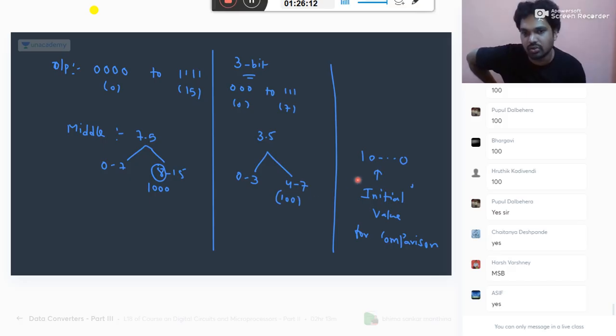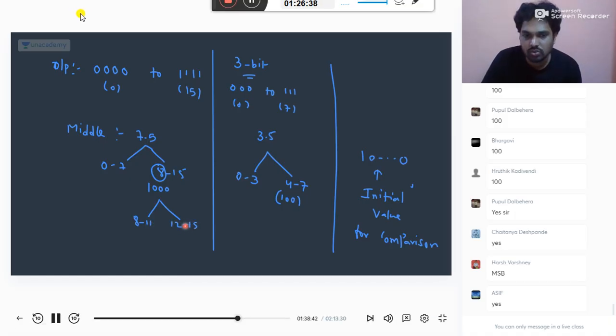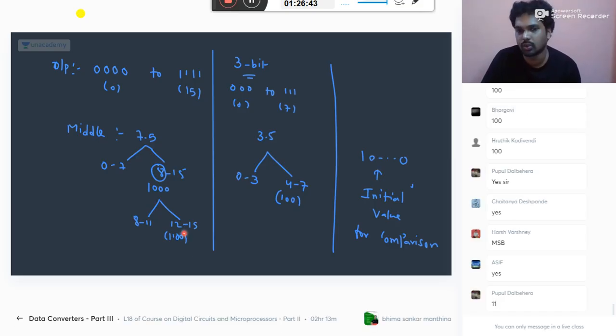So that is how in binary you should find your initial value of the comparison. Earlier we started with 0 0 0 0, 1, 2, 3, linearly we went. Here we are not going like that. We are starting from the middle itself. Then again here we have two parts. In this 8 to 15, there is 8 to 11 and 12 to 15. What is 12 to 15 again? 1100. Okay, that is passing this one to here. Like that, this is a continuous process if you observe it.